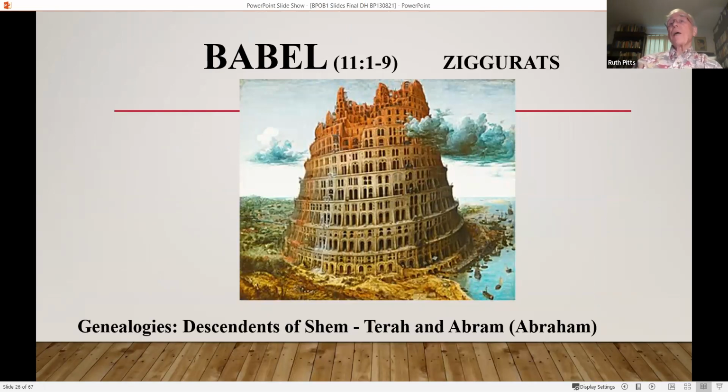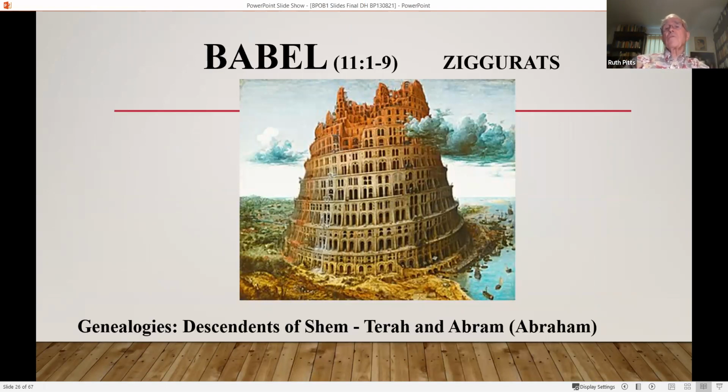Okay, Babel, chapter 11. The Babel story was probably inspired by ziggurats, which were temples that were built for the gods in Babylonia. We'll see a picture of one shortly.